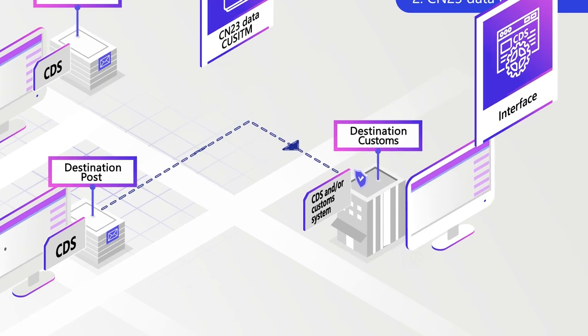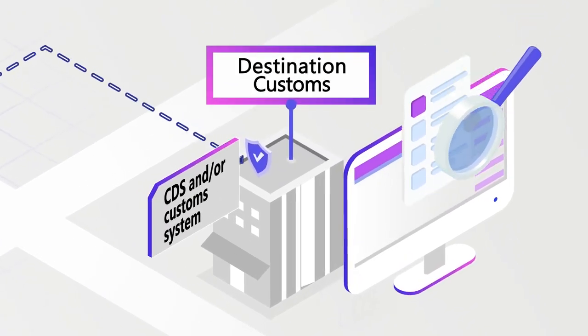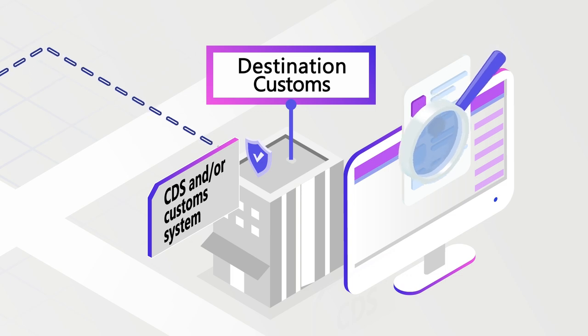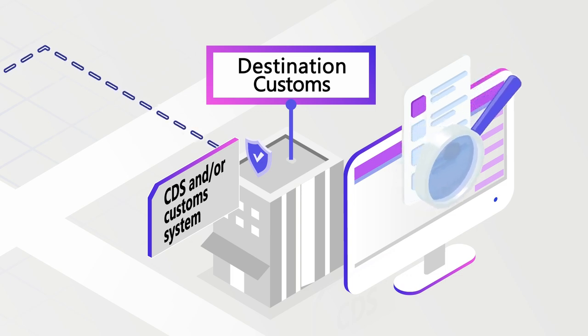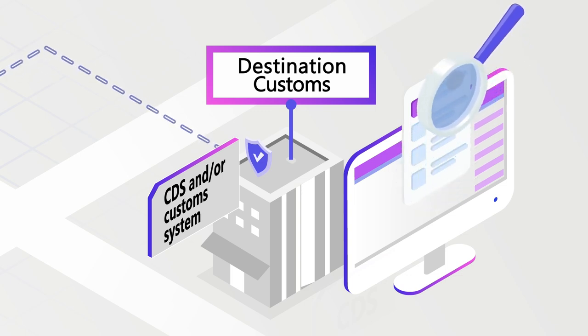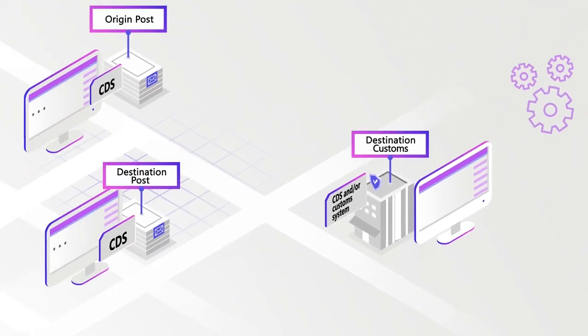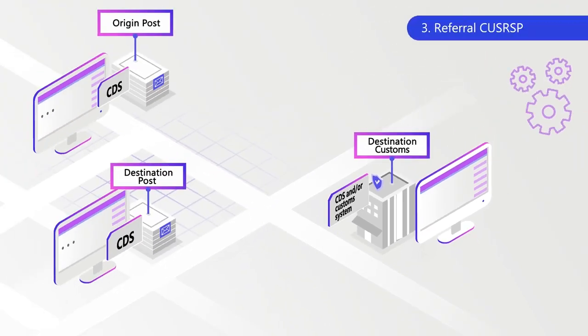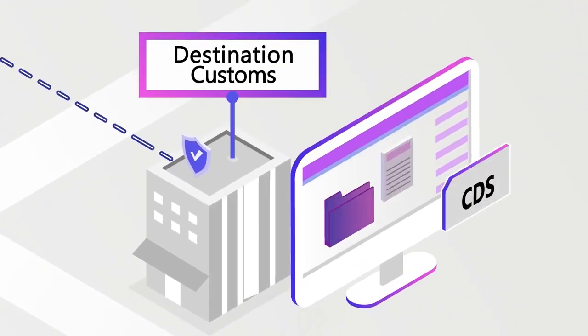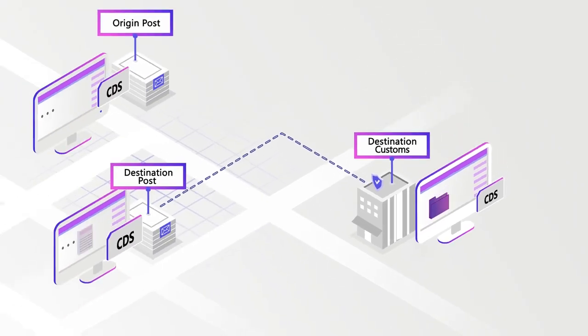the destination customs. At this point, the destination customs need to make a risk assessment based on the content of the customs declaration and a fiscal assessment in case there are some import taxes and customs duty fees to be paid. After the risk and the fiscal assessment have been made by the customs, a decision is sent to the destination post. If customs use CDS, they can store the decision into CDS and it's immediately available at the destination post.